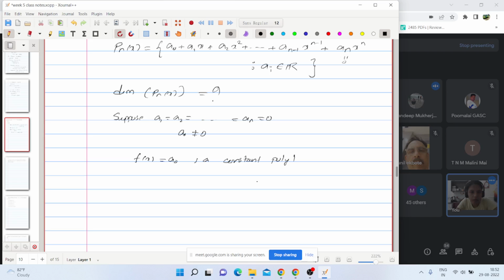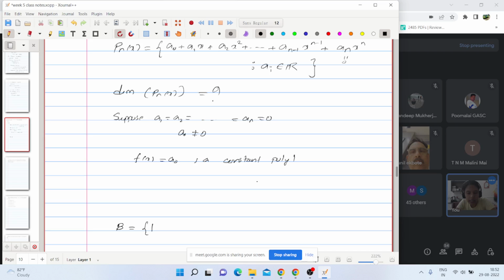So I am taking 1 as the first element, because 1 spans all the constants in Pn of x. If a1, a2, etc., an are all 0, we have a constant polynomial, and we are taking 1 as the generator for the constant polynomial.